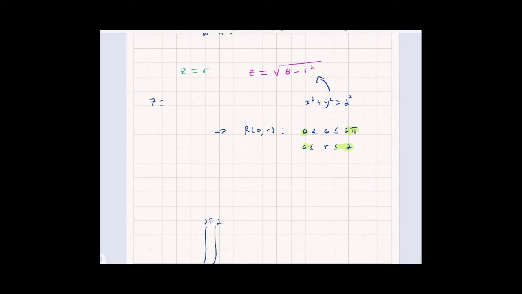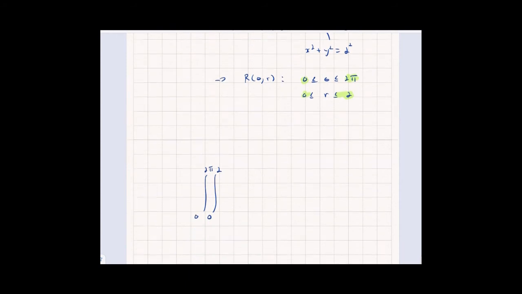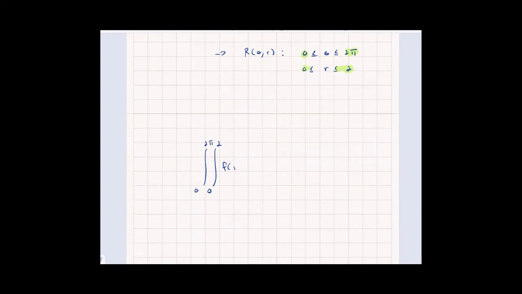You can try that. You can put in x squared plus y squared for r, and you'll see that we get the same thing. But we already have it written in polar coordinates, so we're just going to keep it the way that it is, and just do it down here. And we're going to have, this is again our f of r cos theta, r sine theta.